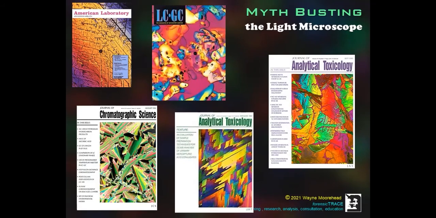Publications on general science subjects use microscopical images on their covers. Chromatography science journals use the images of crystals with a polarizing light microscope, also known as the PLM. And specific topic journals such as analytical toxicology use images of crystals with the PLM.